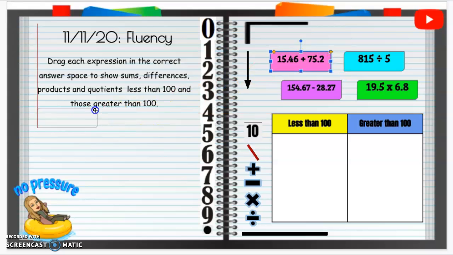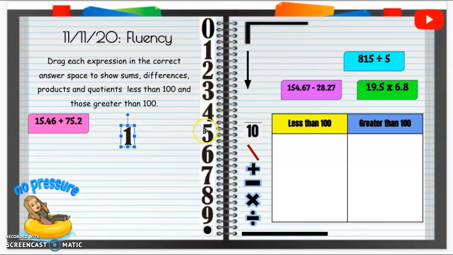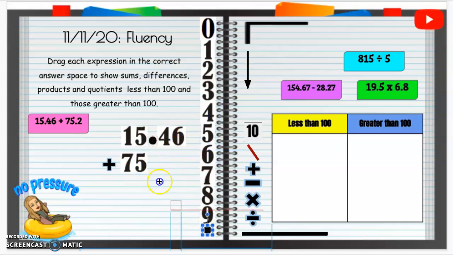First, let's do this one. 15 and 46 hundredths plus 75 and 2/10. Now, if I'm adding, you do have to line up your decimals. So let's line up our decimal here. Line them up. All right, we have 15 and 46 hundredths plus 75 and 2/10. You can put a placeholder of 0 after that too if you'd like to. You don't have to in this case.